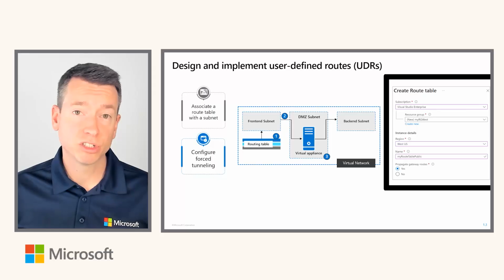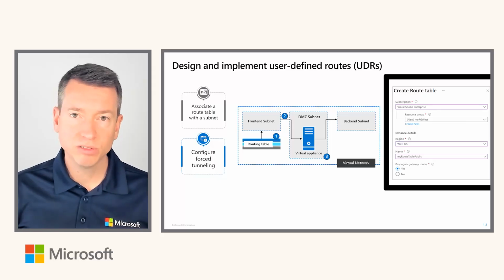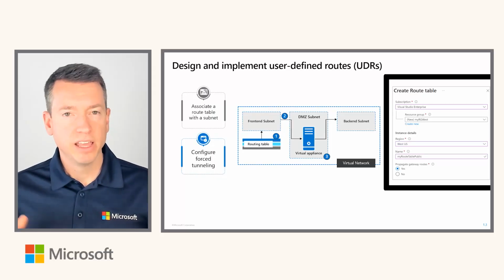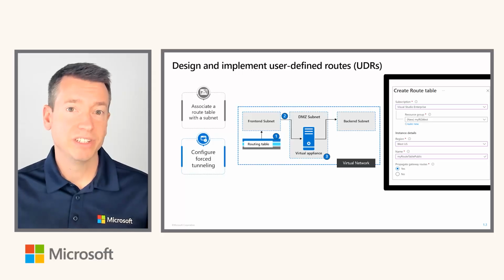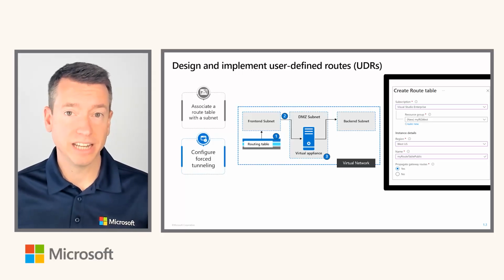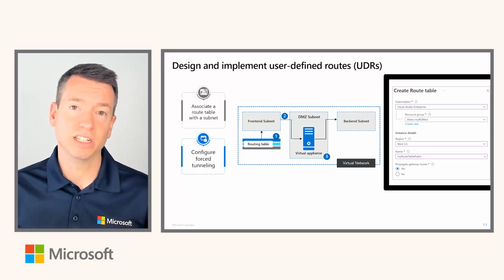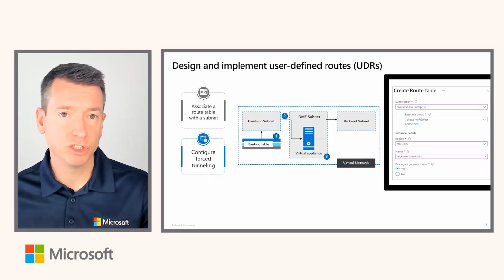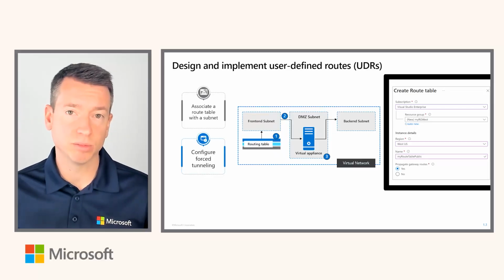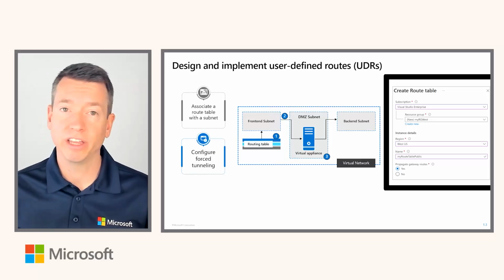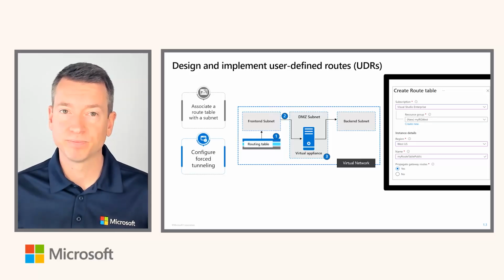To make use of forced tunneling, you can associate a route table with a subnet. In this example, we have the DMZ subnet. So there is a network virtual appliance inside of that DMZ subnet. And if you need to ensure all traffic from the front-end subnet goes through the NVA to the backend subnet, you make use of a user-defined route.